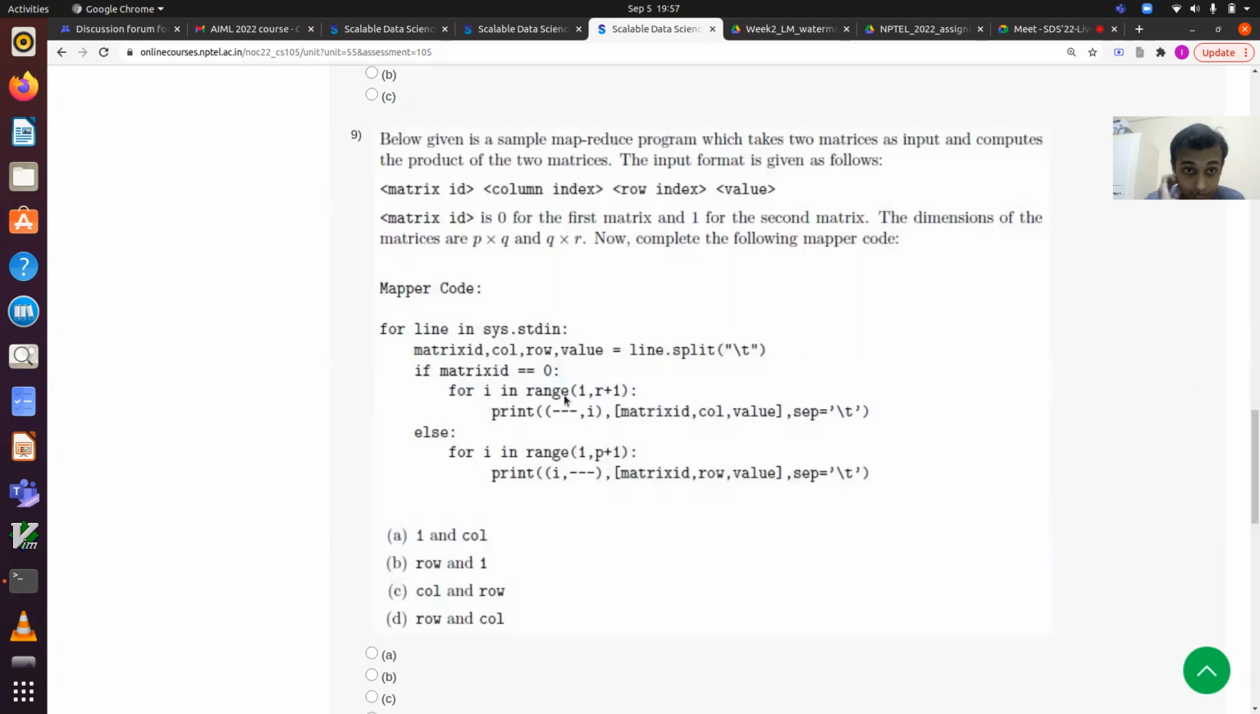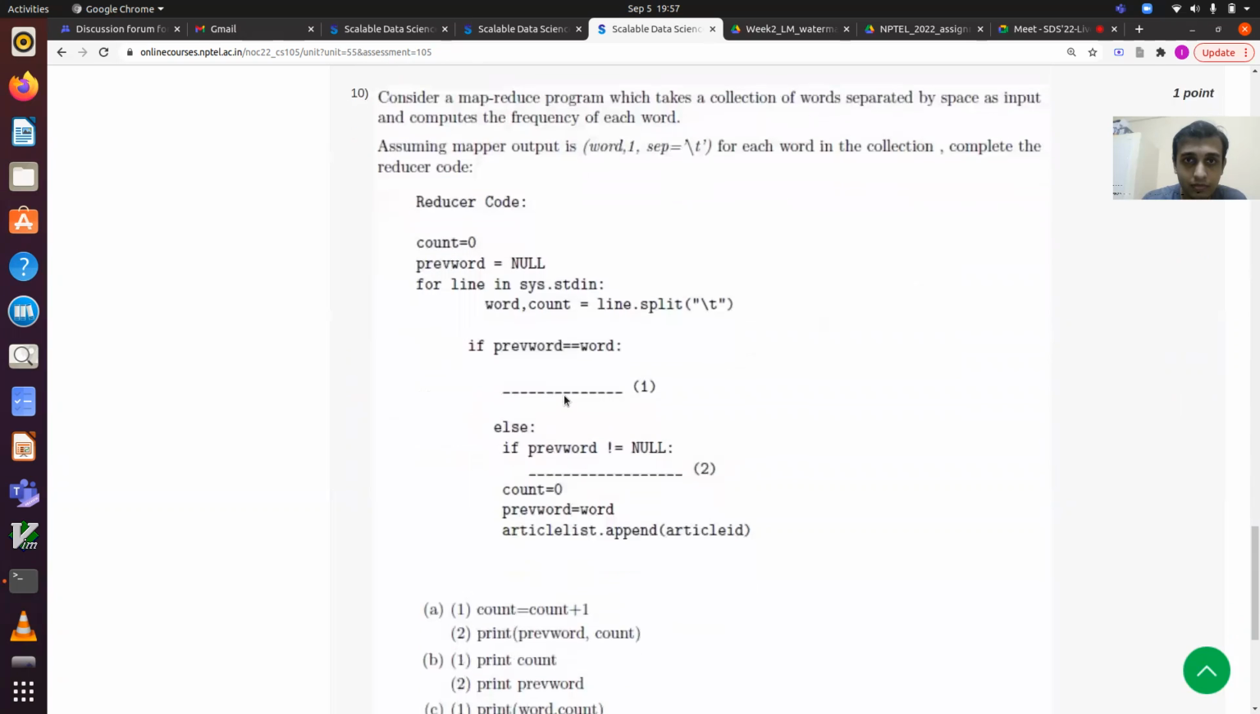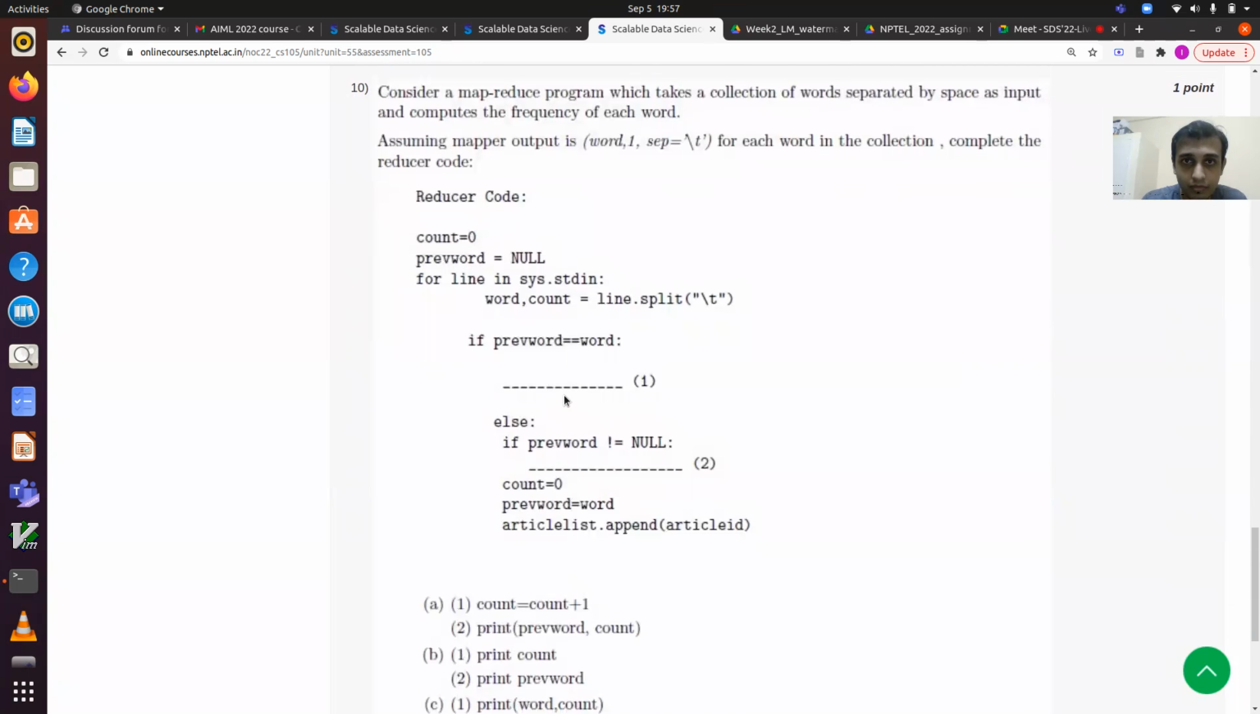And one more question. Question number 10, sir. Reducer code: count equal to 0, previous word equal to null. It is a small, basic question, but I did not understand it actually. This is saying which of these two options is the right fill in the blanks for this code. I know, sir. I know.